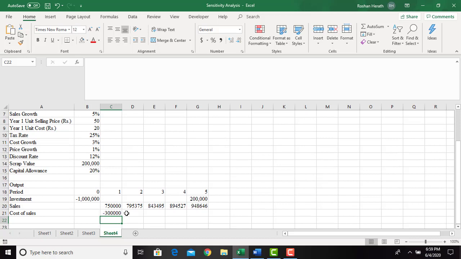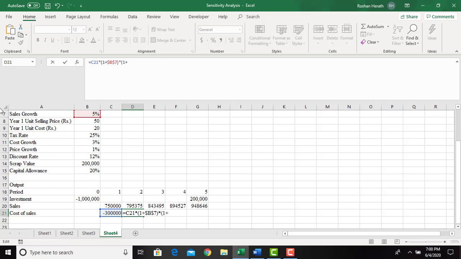So in year 1 you have 300,000 cost. Thereafter you would take this cost information, then multiply it by 1 plus the growth in units. So it is called the sales growth. Then you may multiply it by, incorporating the cost growth that is given, which is 3%. So you may get that as well and incorporate, right? Then you can easily track that.